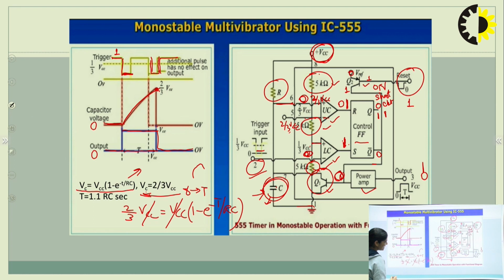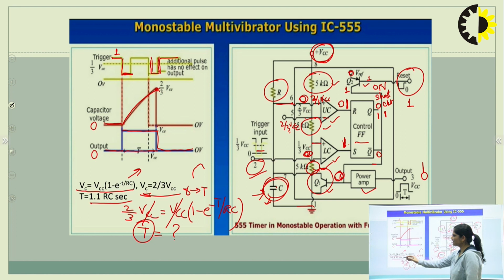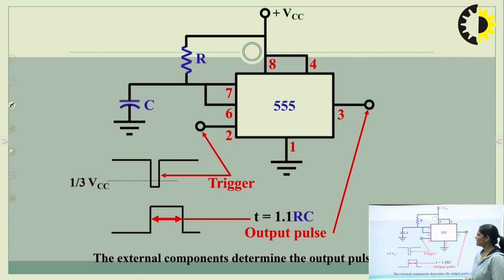The time period you can find out is equal to 1.1 RC seconds. So this is the time duration for charging the capacitor, and that is equal to 1.1 RC seconds. So this is the block diagram of this monostable multivibrator.